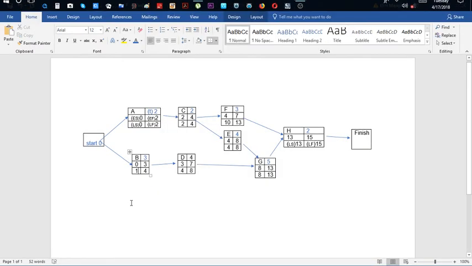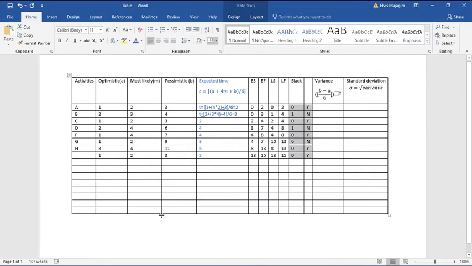Okay, let's do this. You can write down here: this activity, right? Activities that are called critical activities. Critical activities are A, B, alpha, F, G, and H. Okay, these are our activities.